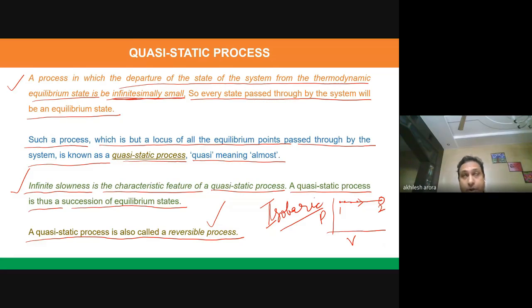So whatever process I have talked about, constant volume, constant pressure, constant temperature, polytropic or reversible adiabatic process, they are considered to be quasi-static processes. Only then can we do the analysis part.